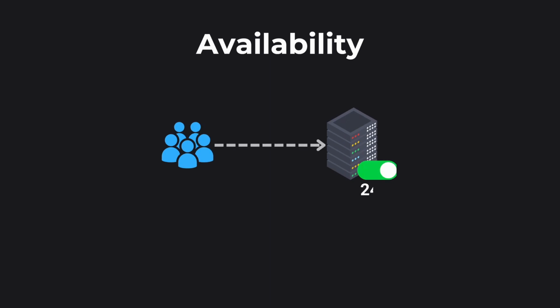This is the measure of a system's operational performance and reliability. When we talk about availability, we are essentially asking, is our system up and running when our users need it? This is often measured in terms of percentage, aiming for that golden five nines availability.